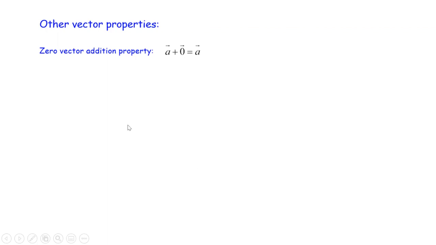The other vector property is what's referred to as the zero vector addition property. And it's kind of obvious. If you add the zero vector to any other vector, it doesn't change the vector. The zero vector does not have any impact on the vector. It's still going to be whatever the vector was in the first place.